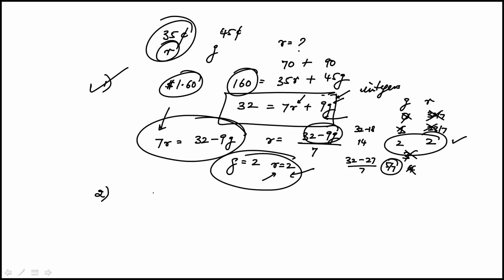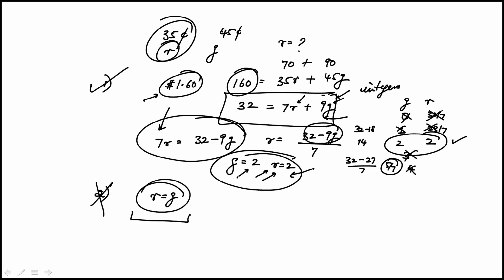Statement 2 says she bought an equal number of oranges and grapefruits. And that by itself doesn't tell me anything because I have no information about the total price. 2 alone is insufficient. And you'll also notice statement 2 is consistent with the result that we got here, where both G and R were equal.